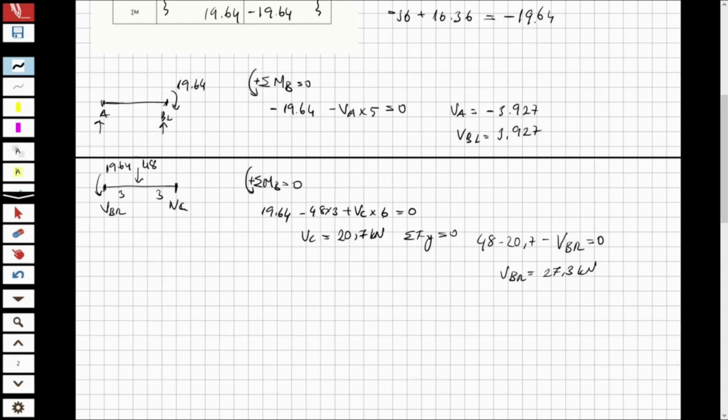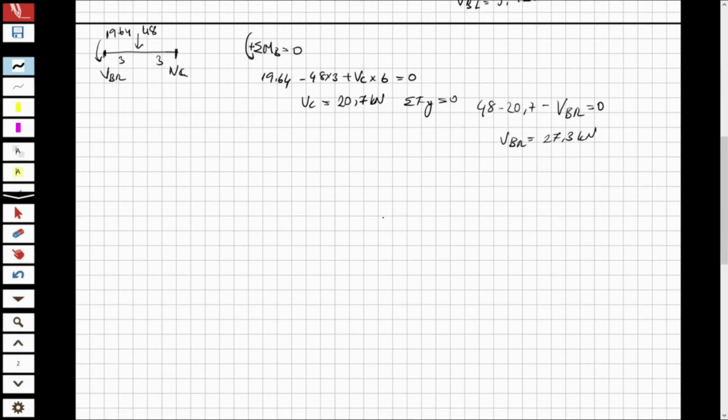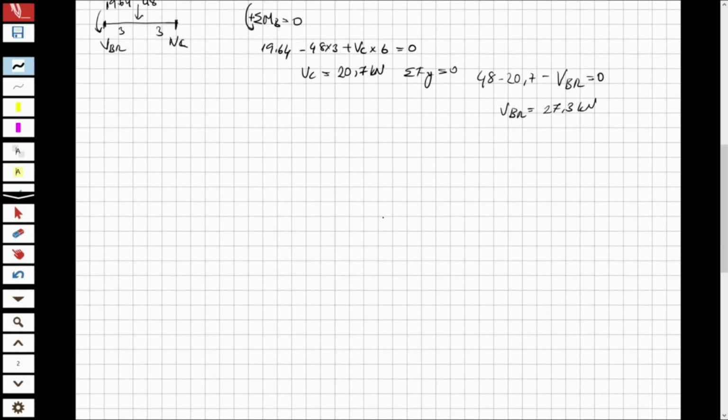Now we have found all the shears, and now let's draw the shear diagrams and the moment diagrams. I'm going to make them separately. It will be better to understand. You can lie down your column, because this is the column part from A to B. Okay, it will be easier for you to understand.